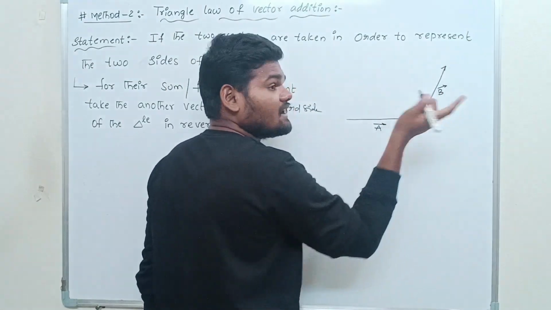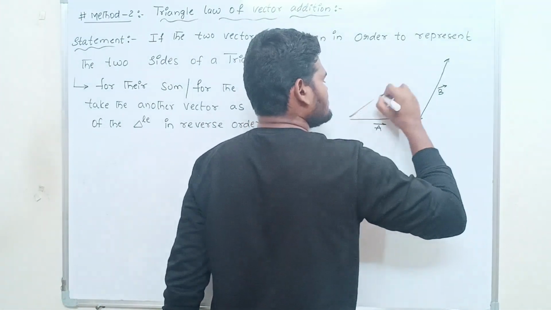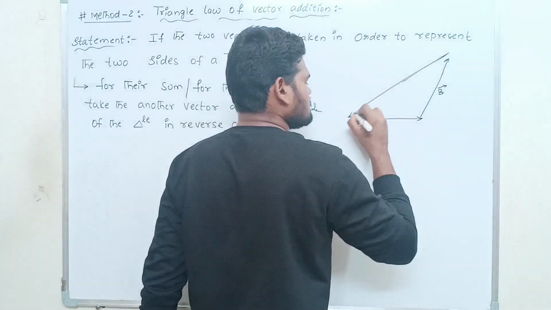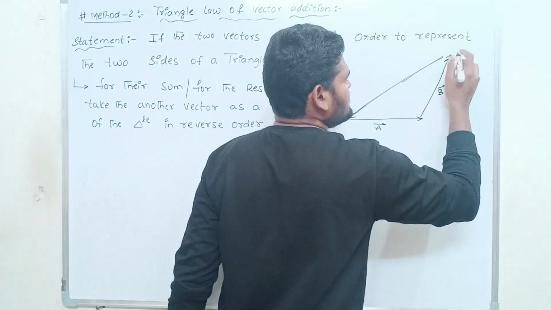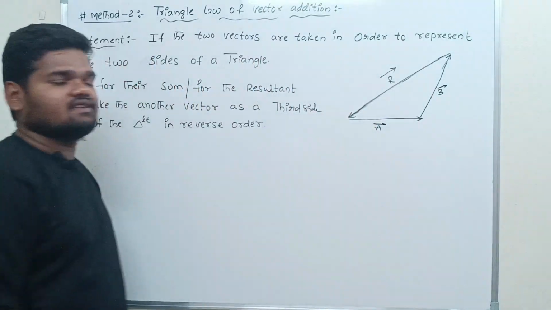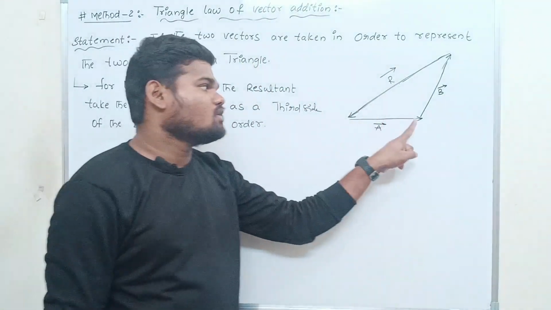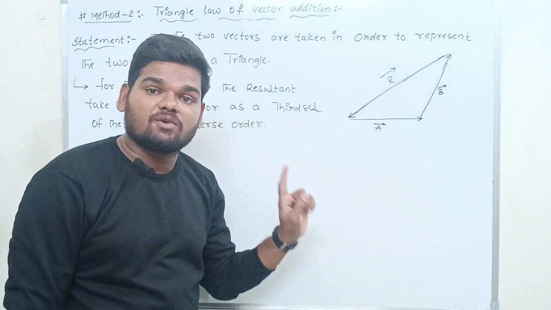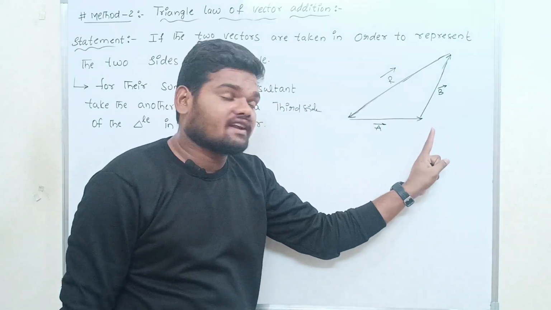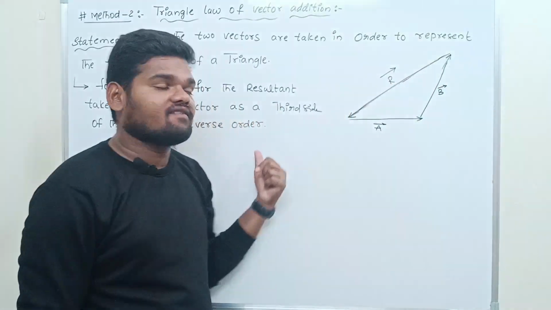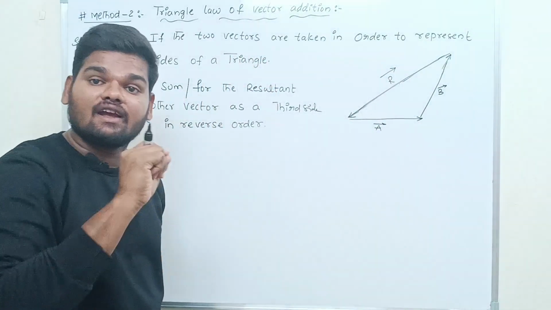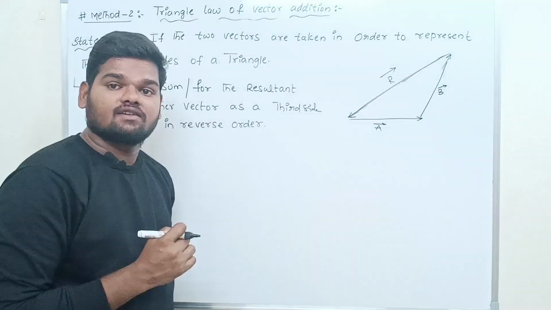So these two are in order. Reverse order means taking the third vector in reverse order. Have a look. So this is called reverse order. Okay. And this gives what? This vector gives the resultant of these two vectors. Are you getting? So first we have to take the two vectors in order to represent the two sides of a triangle. Okay. So for the resultant, we have to take the third vector as the third side of the triangle in reverse order. Now this vector gives what? The resultant of A bar and B bar vectors. Are you getting? Okay, right.